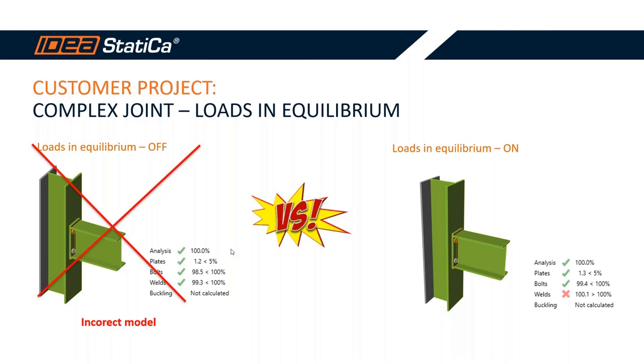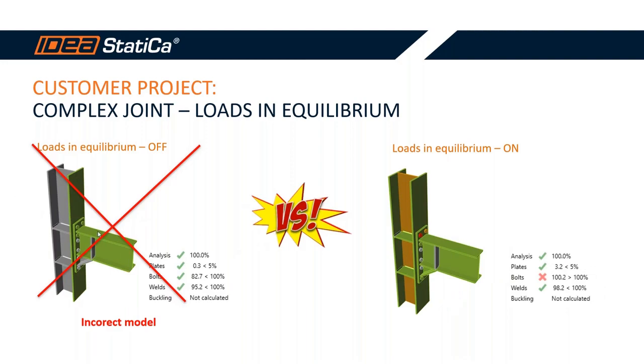So I prepared for you another example. This one, where we can compare the difference in the results better, and it is really significant. We can see that the right option, where loads in equilibrium is on, isn't satisfactory. The stress in the column is really different from the option where loads in equilibrium are off.